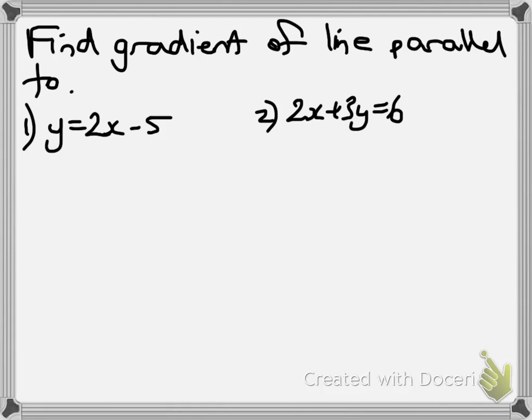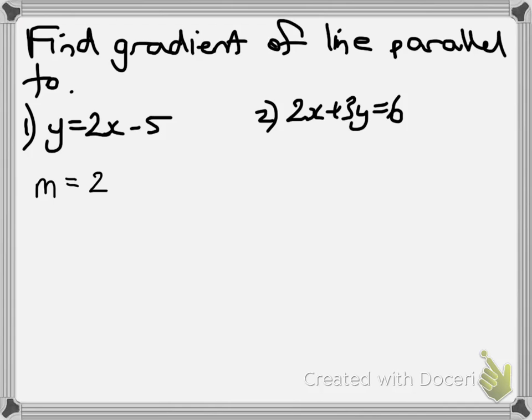For example, find the gradient of a line parallel to each of these ones. So question 1, find the gradient of a line parallel to the first one. Well, if it's parallel to y equals 2x minus 5, it must have the same gradient. Therefore, its gradient is going to be 2. Nice and simple. Second one, same thing. We want to have the same gradient.